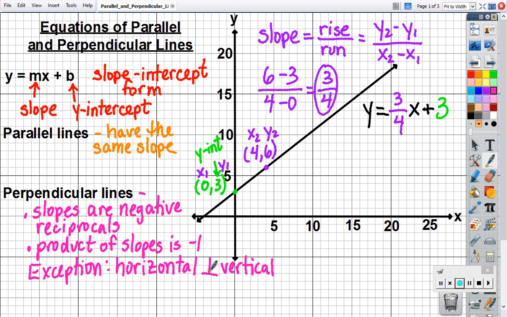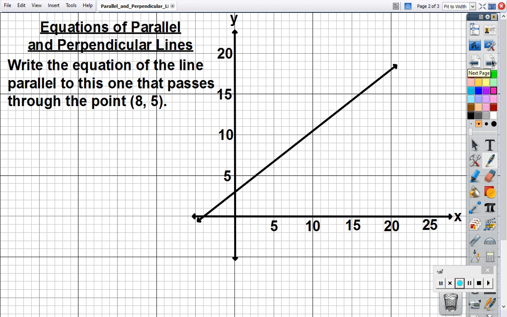Excellent. Now we're going to do an example of a type of problem that you will need to be able to do. We need to write the equation of the line parallel to this one. My keyword is parallel. And it passes through the point 8, 5. We're going to get to how we apply that in a second.